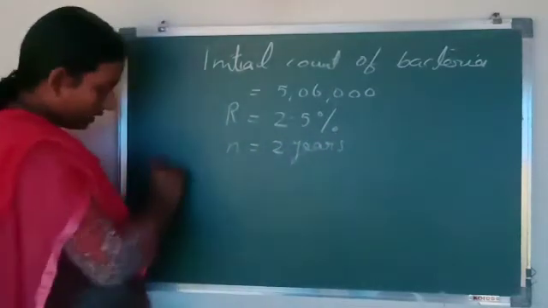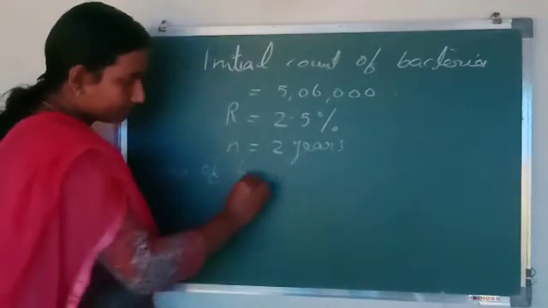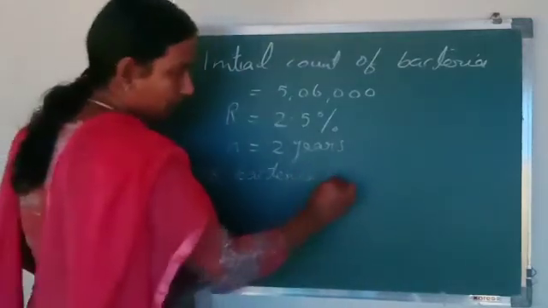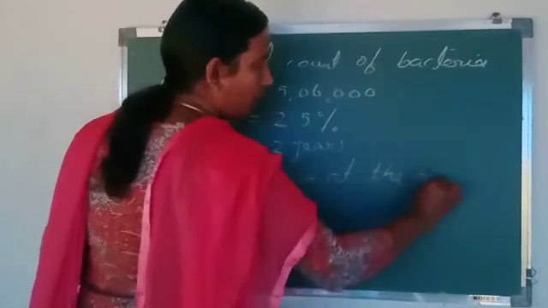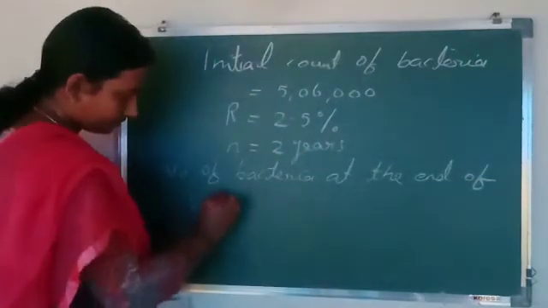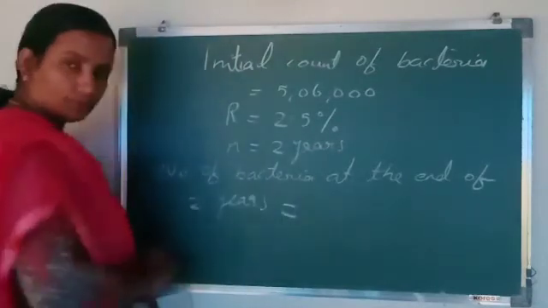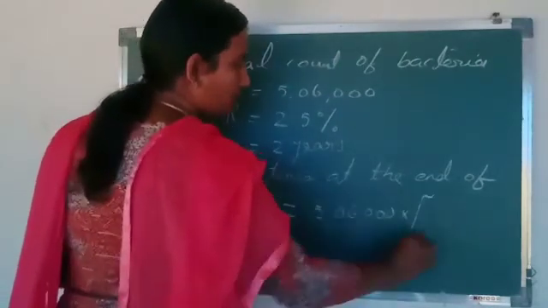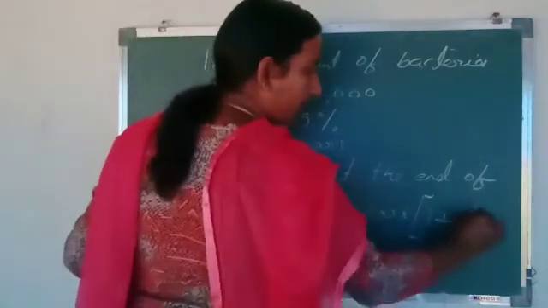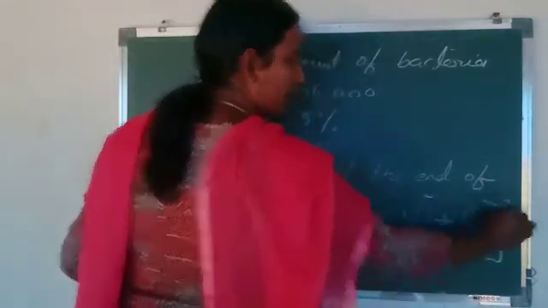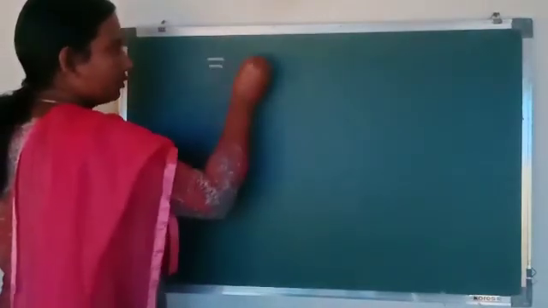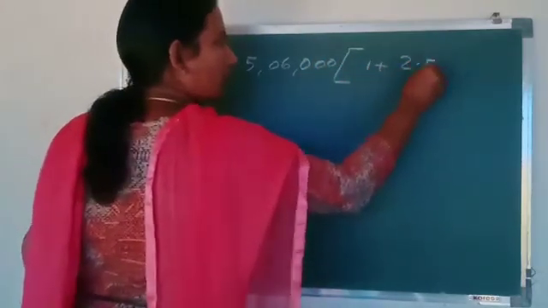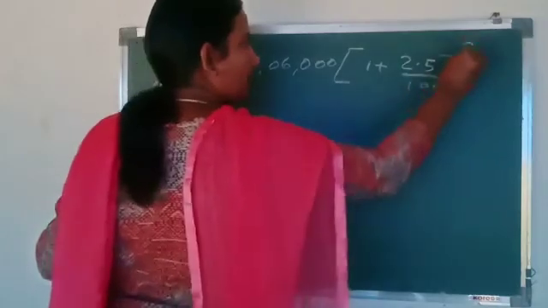So we need to find the number of bacteria at the end of 2 hours. That is equal to 5,06,000 into 1 plus R by 100 all raised to N. So that is equal to 5,06,000 into 1 plus 2.5 by 100 all raised to 2.